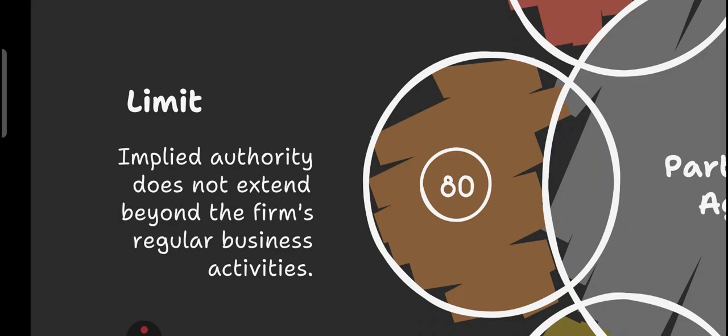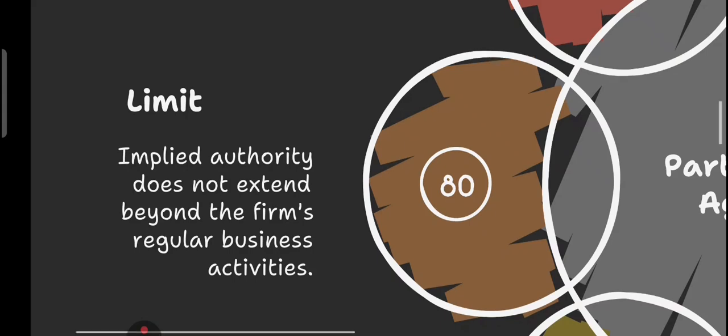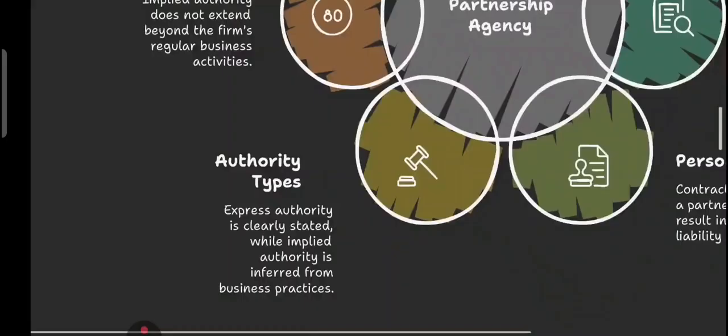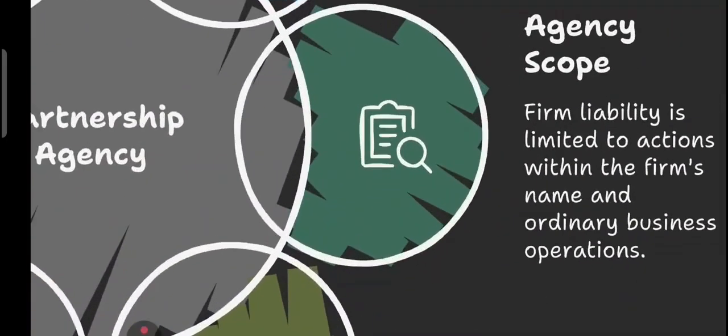यानी दोस्तों सिंपल सी बात है कि एक पार्टनर जो है अपने बिजनेस के स्कोप से बाहर डिसीजन नहीं ले सकता. तो वही होता है, implied authority does not extend beyond the firm regular business activity. Now have a look on the limits we have discussed. Have a look on the agency scope. On the right hand side you can see agency scope.